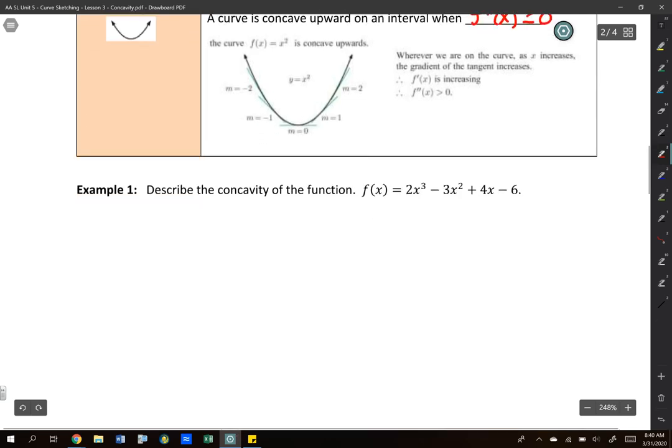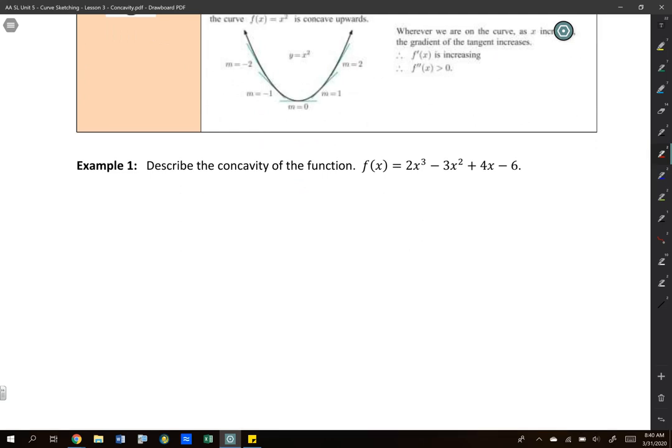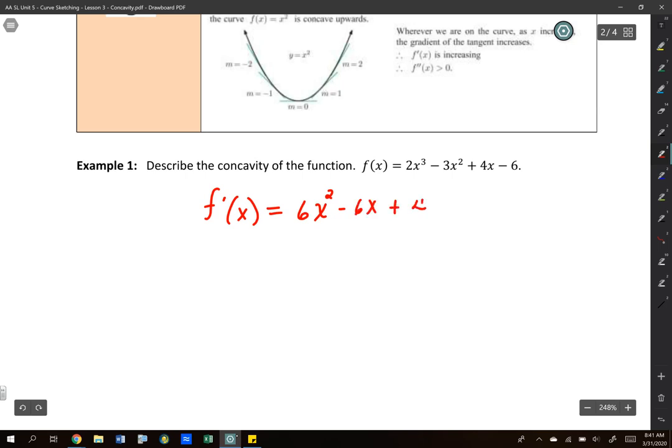So pretty easy. We're going to just take our function and find the second derivative to start. And we're going to use the power rule. Nothing too difficult here. 2 times 3 is 6. 3 minus 1 is 2. And that's our first derivative. And now we're going to take the derivative of the derivative to get our second derivative.